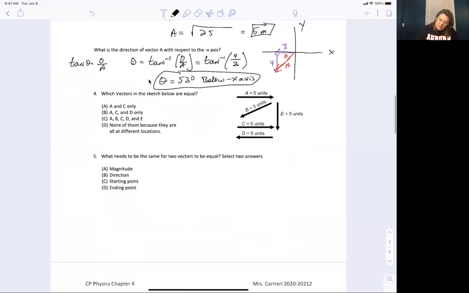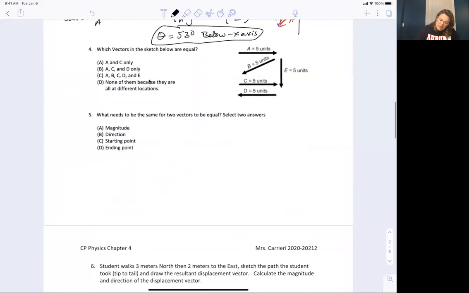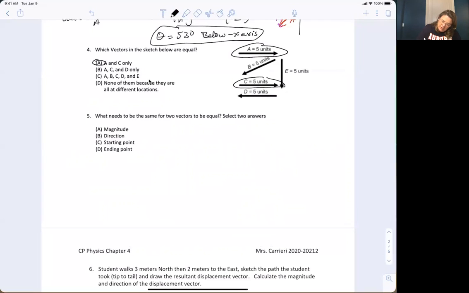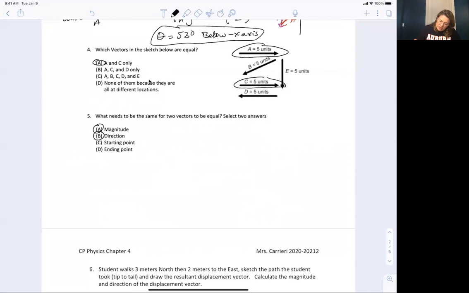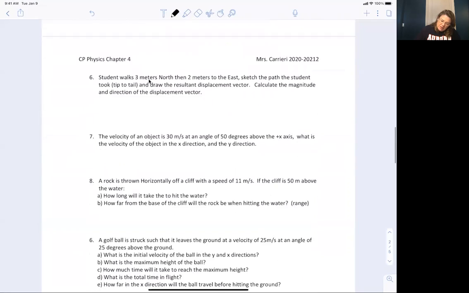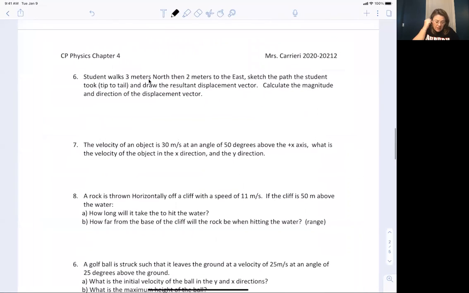Which vectors in the sketch below are equal? Well, a vector has to have the same magnitude and direction. This is the only two that have the same magnitude and direction, so A and C. What needs to be the same for the two vectors to be equal? Select 2: magnitude and direction. Can have any ending point or any starting point as long as the magnitude and direction are equal.